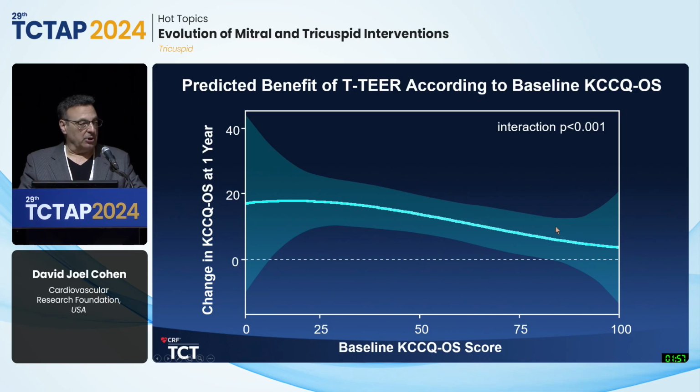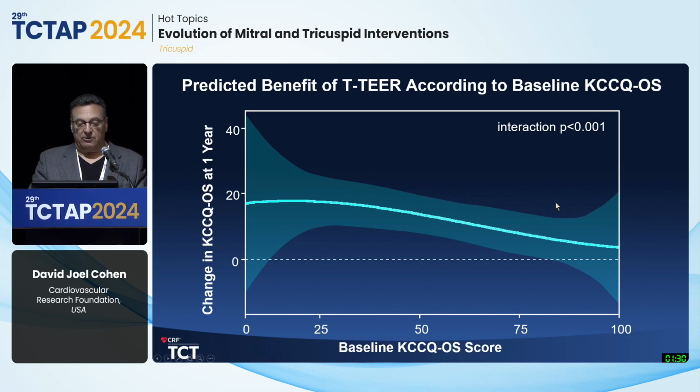This shows the relationship between the baseline KCCQ score and the amount of improvement. The bright blue line is the mean treatment effect, and the shaded lines are the confidence intervals. What you can see here is for patients who were substantially impaired at baseline with scores between 0 and 40 or so, there was at least a 20-point improvement.